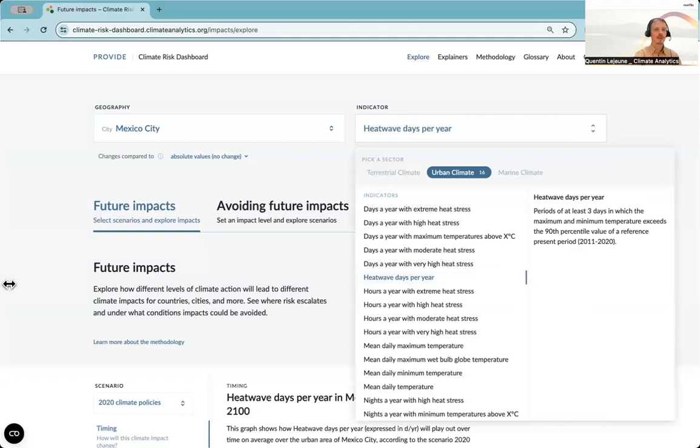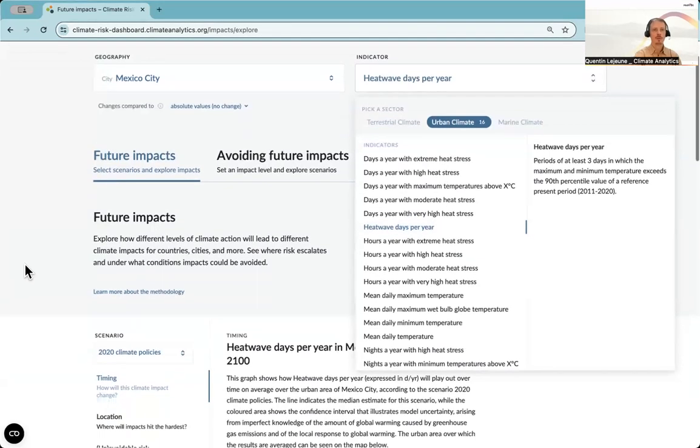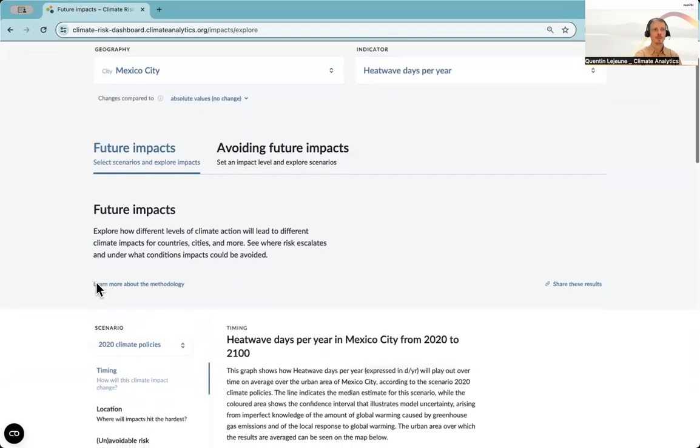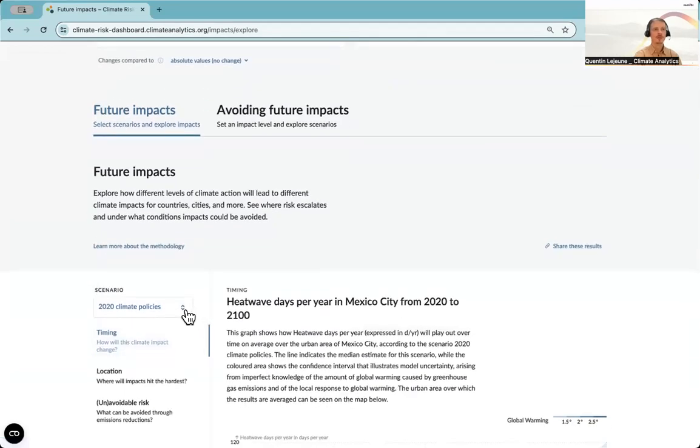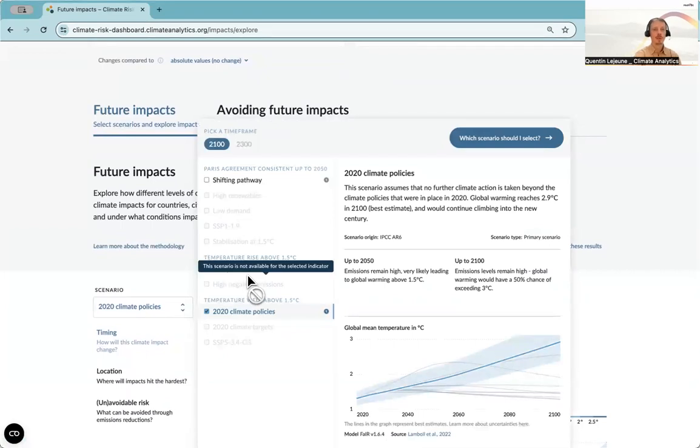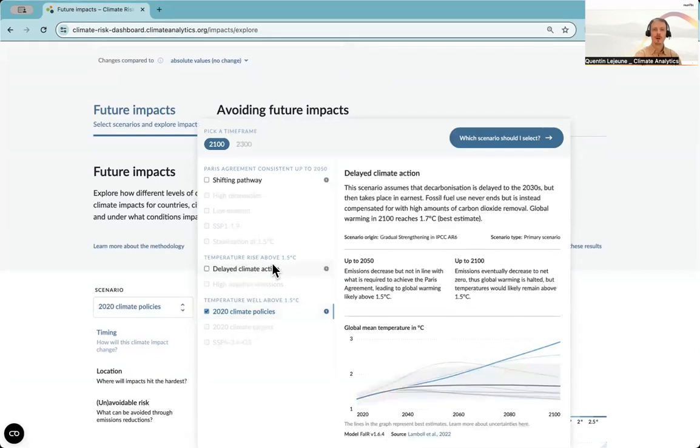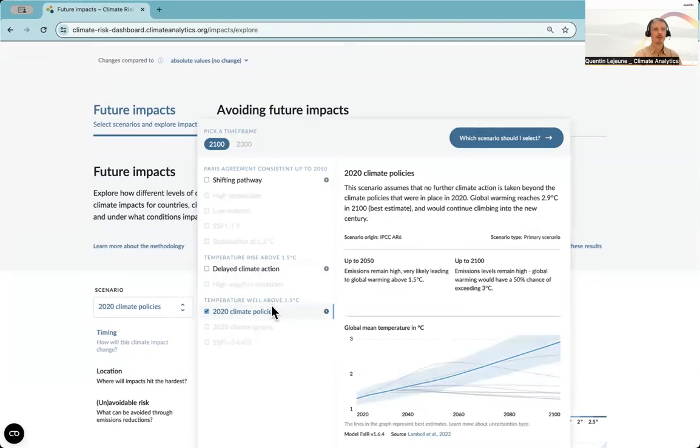You then need to select global emission scenarios for which you would like to explore climate impacts over time. Select 1 to 3 emission scenarios with this button on the left. When clicking on it, a window pops up that allows you to select from a list of scenarios. For example, let's first explore how the number of heatwave days per year will evolve over time in Mexico City in the scenario 2020 climate policies, which assumes no further climate action than the policies that were implemented in 2020.